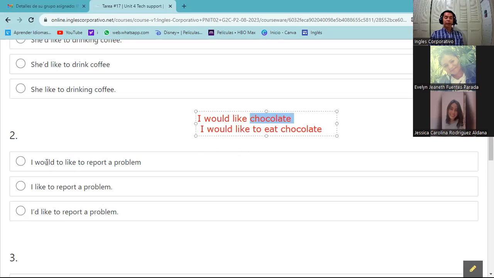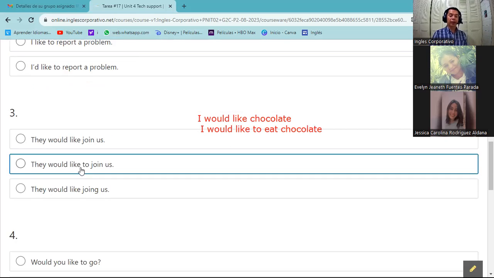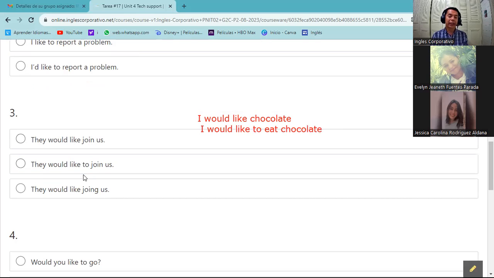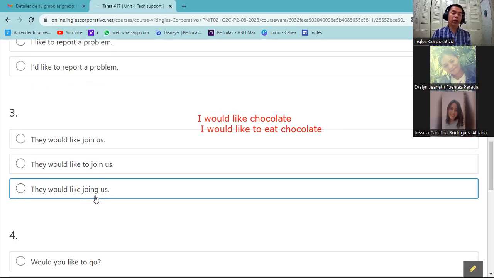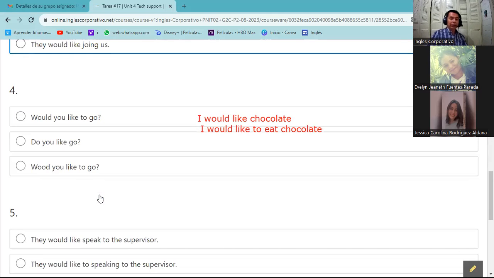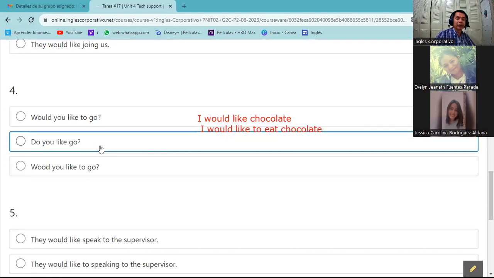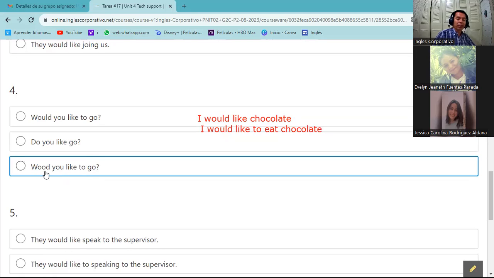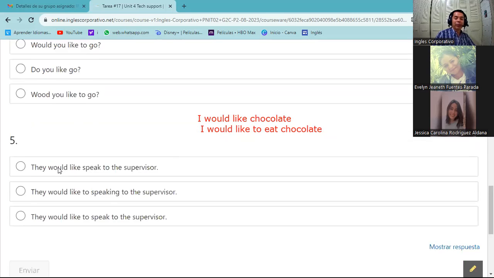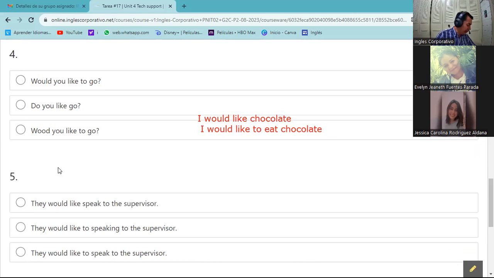Vamos a ver otro. Déjeme ver si hay otro. Va, ve esta. They would like join us. They would like to join us. And they would like joining us. Cabal, ese es. Si se fija es igual, mire, like, la preposición y el verbo. Sí, would han puesto aquí. Recuerde que la plataforma le da la opción de equivocarse.